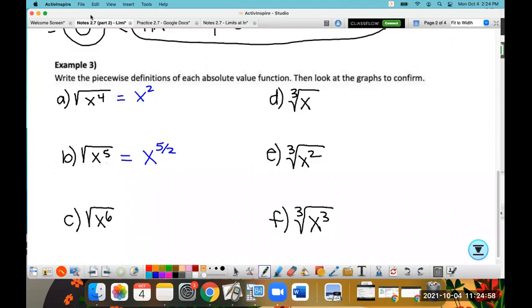I said before, if the inside makes it positive, then we might need it. But as we can see here, in example A, the output was already gonna be something that's always positive regardless, so we don't need the absolute value there. But if it reduces to something that would change the sign depending on whether you plug in positive or negative values, that's gonna make a huge difference. Go ahead and try the rest of those and we'll take a look in a minute. When you have all of those done, I'd like to take a look.